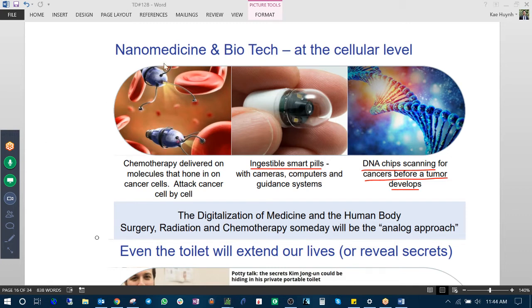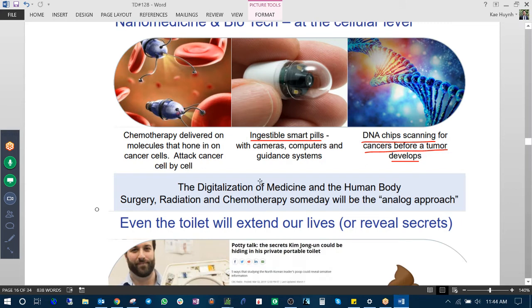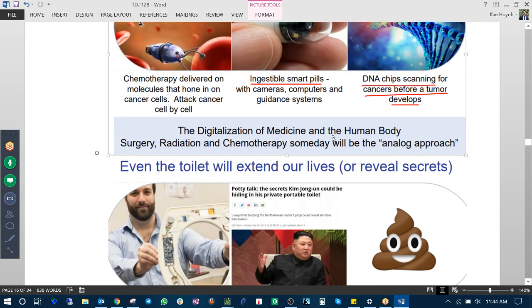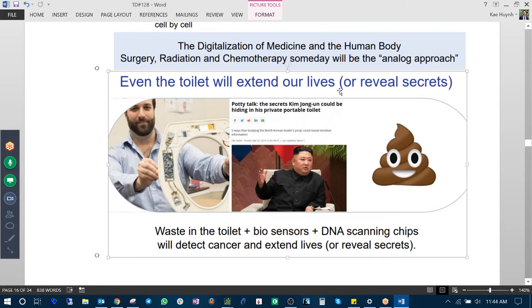Here's another one, nanomedicine and biotech, all at the cellular level. Chemotherapy delivered on molecules that home in on cancer cells, attacking cancer cell by cell. Ingestible smart pills with cameras, computers, and guidance systems. DNA chip scanning for cancer before a tumor develops. Yeah, an exciting world. The digitization of medicine and the human body: surgery, radiation and chemotherapy will someday be the analog approach. Even the toilet will extend our lives or even reveal secrets. Waste in the toilet plus biosensors plus DNA scanning chips will detect cancer and extend lives.